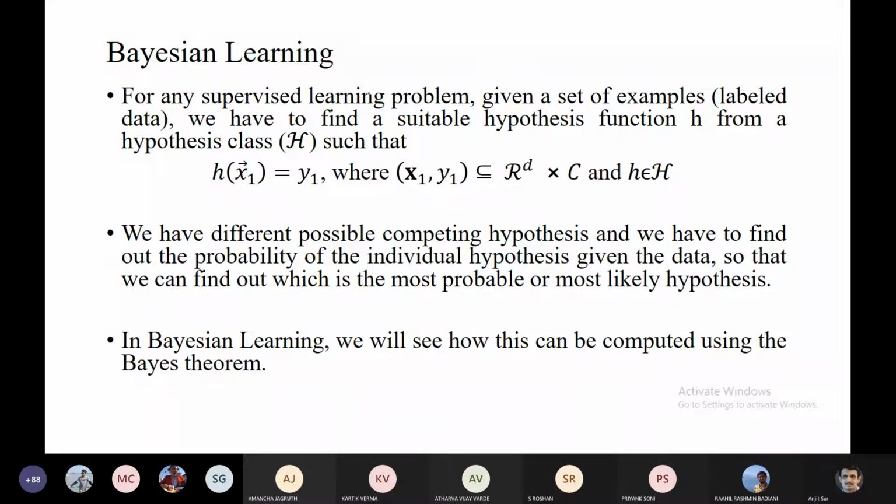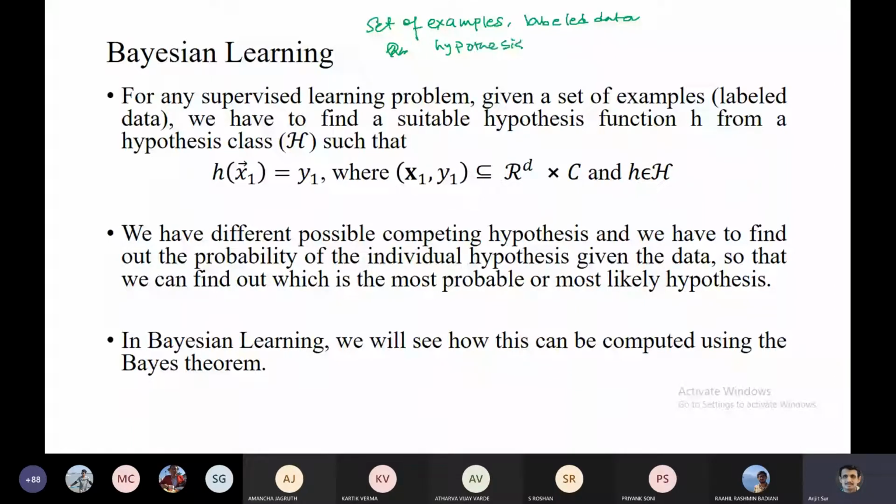So, for any supervised learning problem, we have a set of examples. That is the label data. I repeat this quite a few times because it is very important to understand that these assumptions are very important. And there is a hypothesis class.